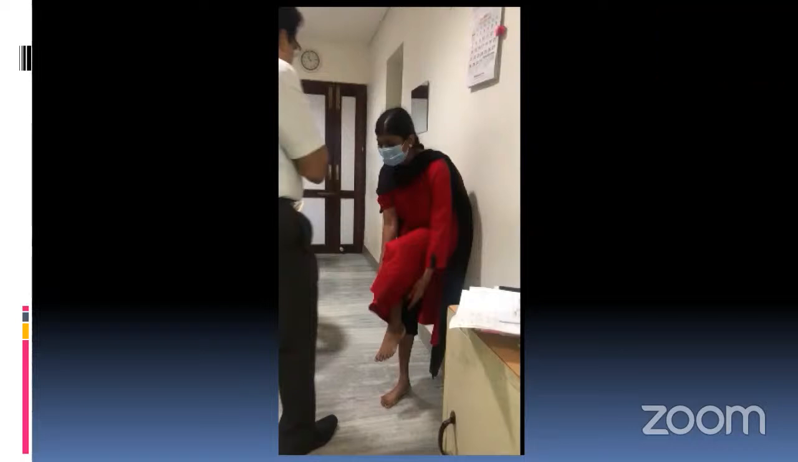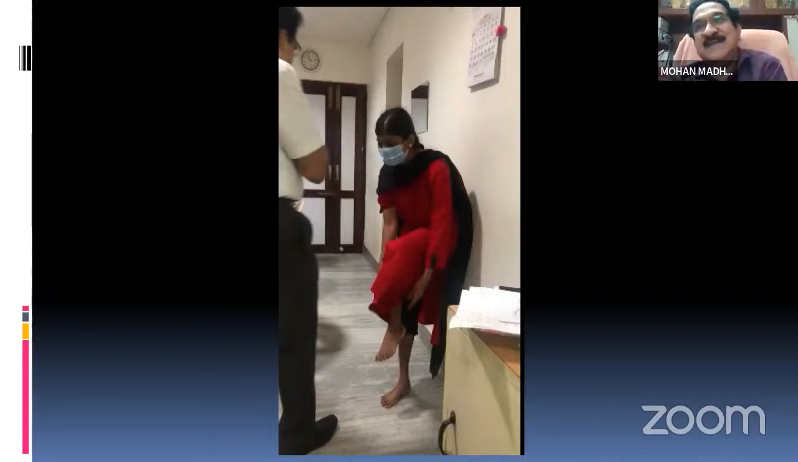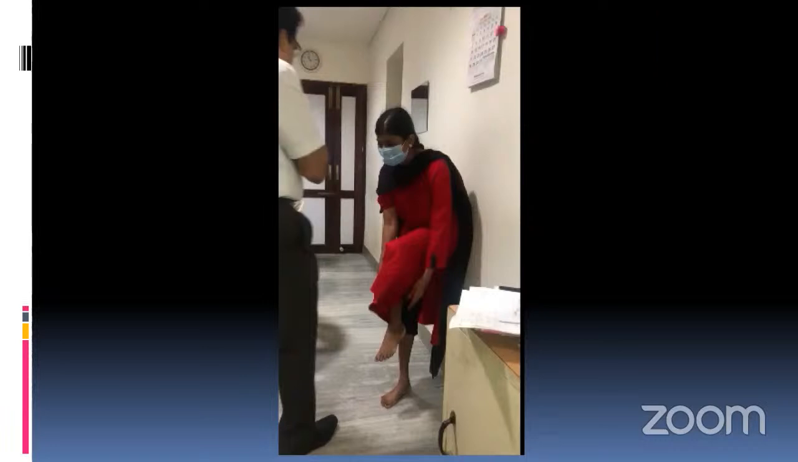Ankle jerks are absent also. Pardon? Ankle jerks are absent also, which cannot be explained. Exactly. The ankle jerks are also absent in another myopathy or muscular dystrophy.